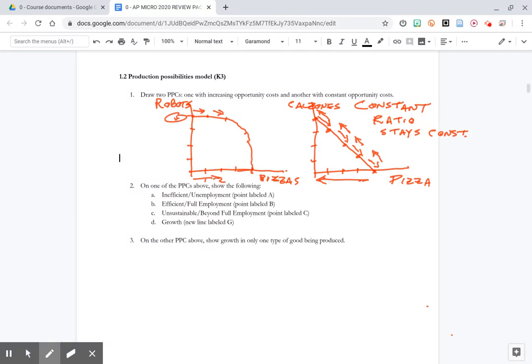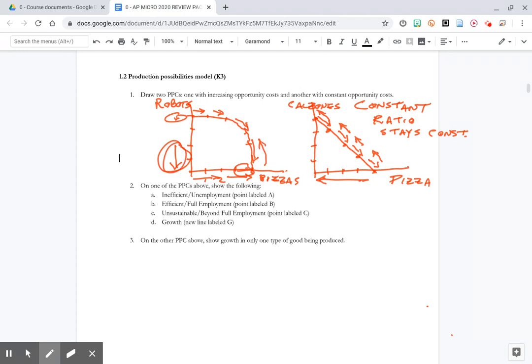But as we start to squeeze out more pizzas, we start to lose more and more robots as a result of the problem of adaptable inputs. Basically, that's a fancy way of saying that the person who's really good at making robots probably is not that good at making pizzas. So in order to squeeze out that last pizza, you have to give up a lot of robots.